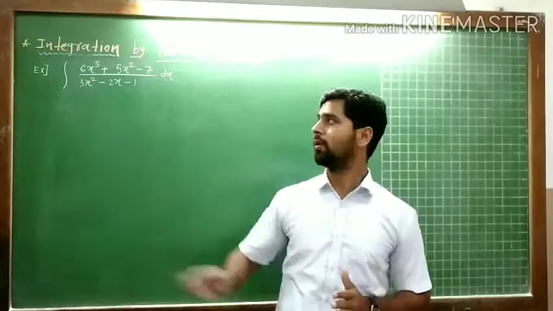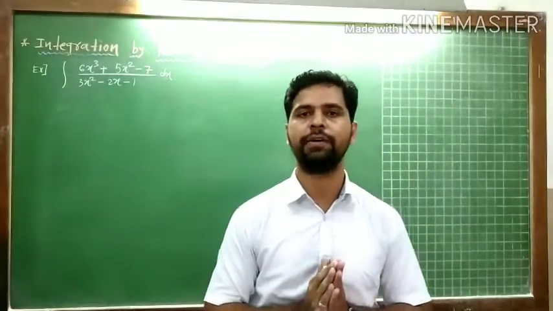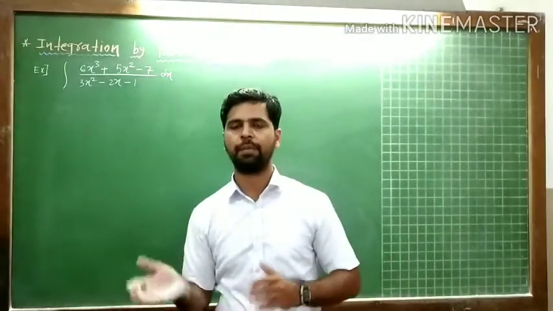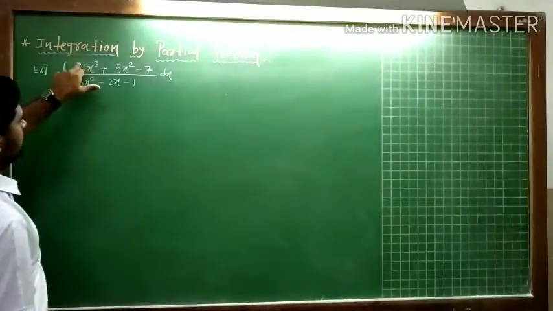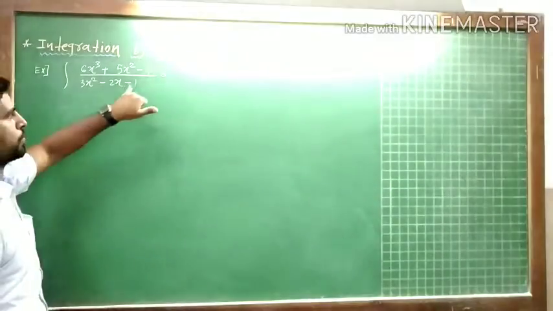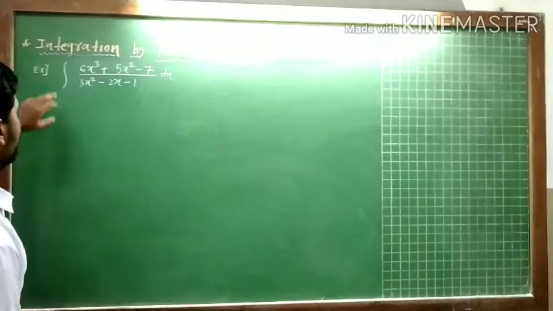This example, this expression, is not according to our given expression form. Okay, but we have to convert this into that form and then we have to simplify it. Okay, so what is the function? Integration of 6x cubed plus 5x square minus 7 divided by 3x square minus 2x minus 1 dx. This is the function. Okay, so what is your numerator?